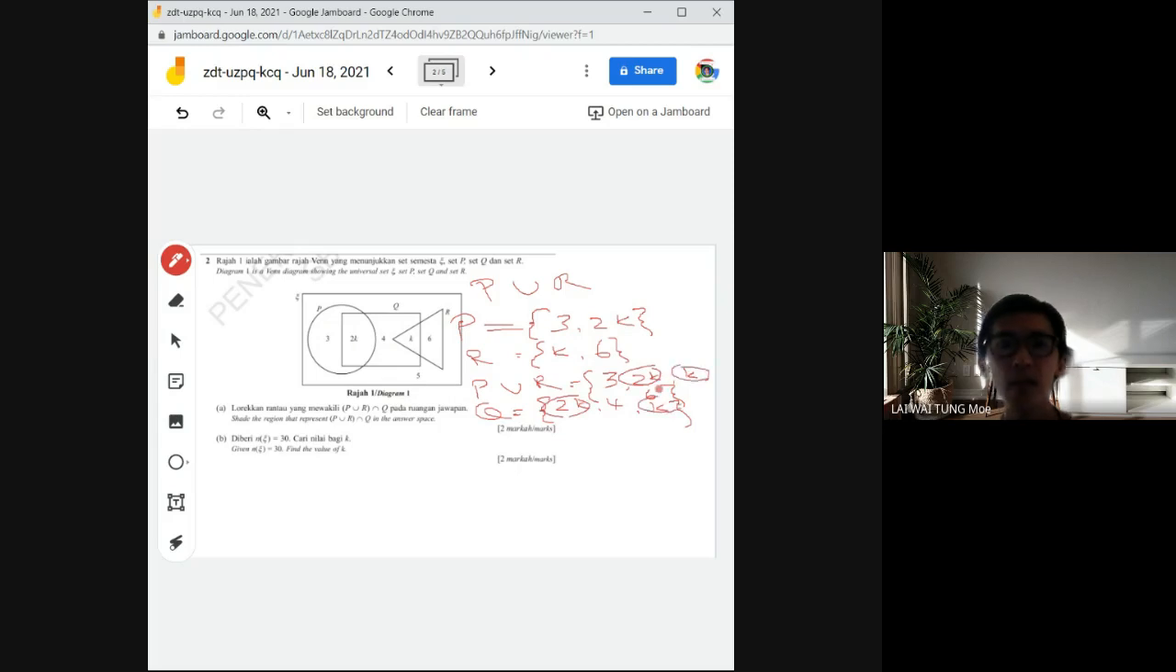Since these two elements are the same, I will shade these two parts, 2K and K. So 2K is here and K is here. So this is my answer. Just shade it properly. So this is the answer for question 2A.